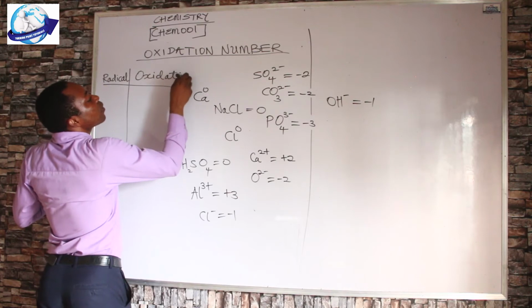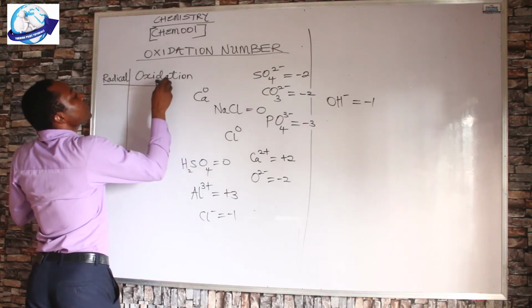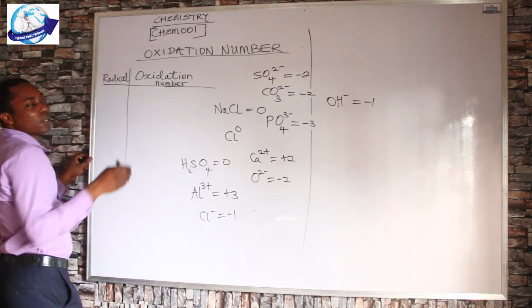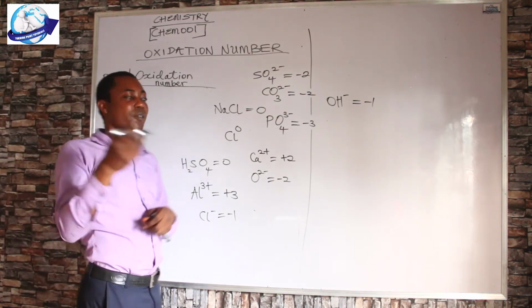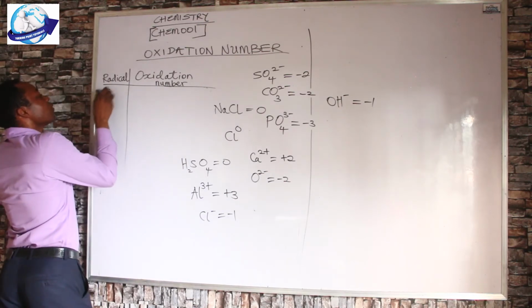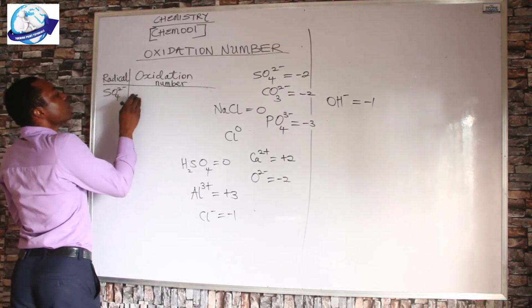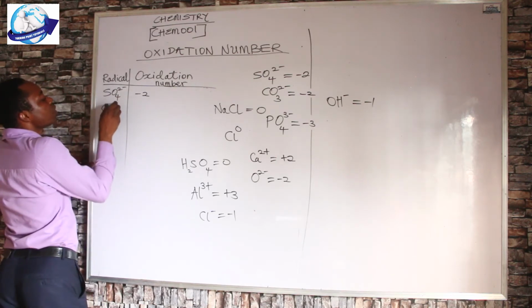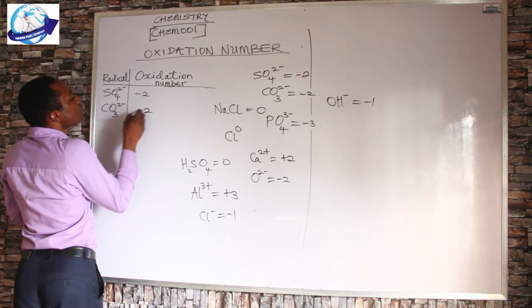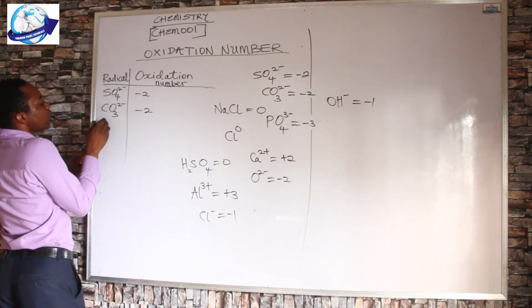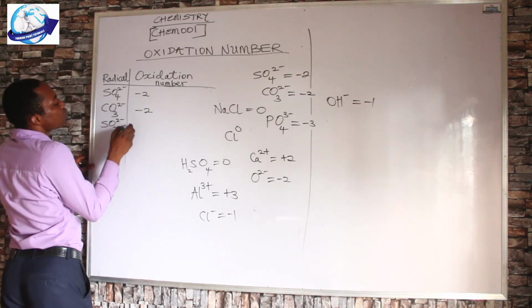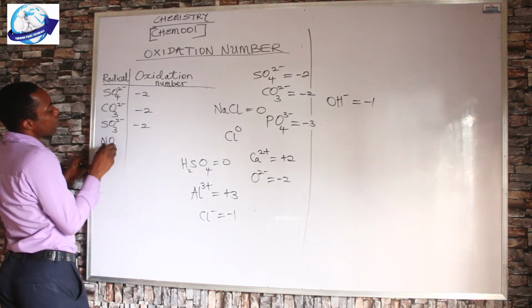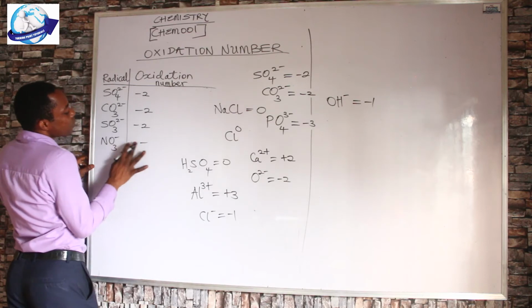Let me give you some more examples to consider. We have seen SO4 2 minus. What is the oxidation state? Minus 2. In the case of CO3 2 minus, it has minus 2. In the case of SO3 2 minus, it's minus 2. In the case of NO3 minus, it's minus 1.